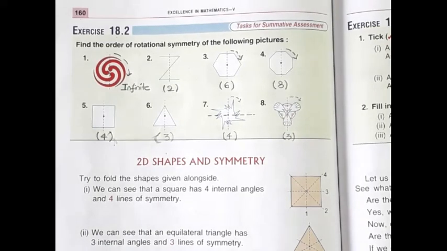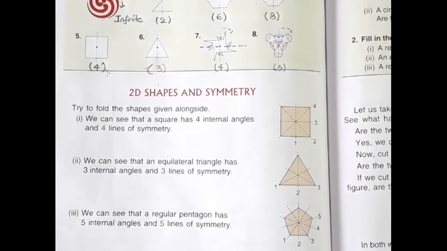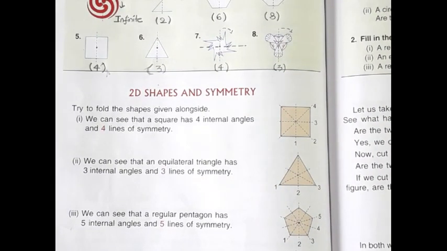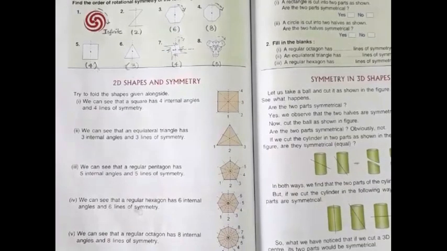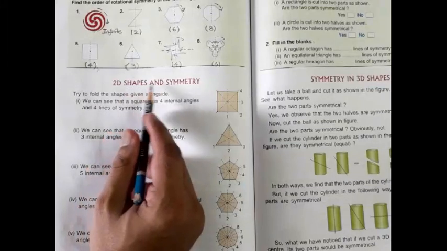Mark the answers in the textbook itself and using pencil. No need to write in the CW or HW. Now I want to move to the next topic which we have already discussed. So that is down to that assignment 18.2, and that is 2D shapes and symmetry.